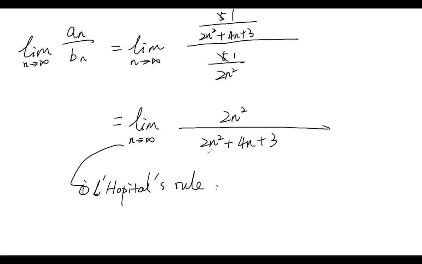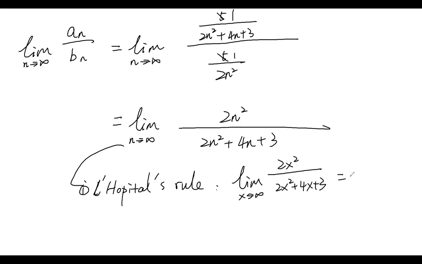This is method 1. You can use L'Hopital's rule to calculate the limit as x approaches infinity of x squared divided by 2x squared plus 4x plus 3, which does not necessarily exist, but in this example it exists. So this method actually works fine.